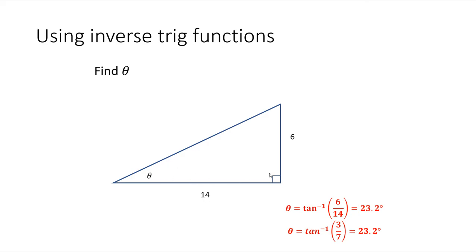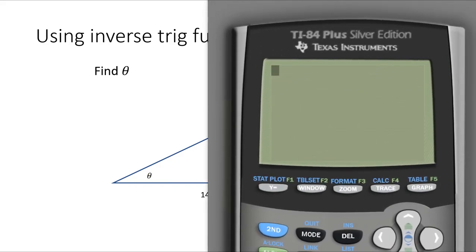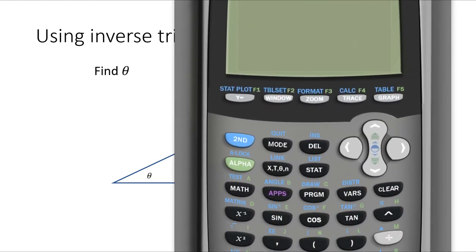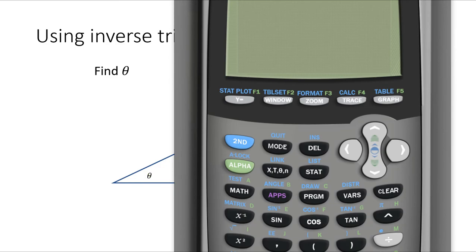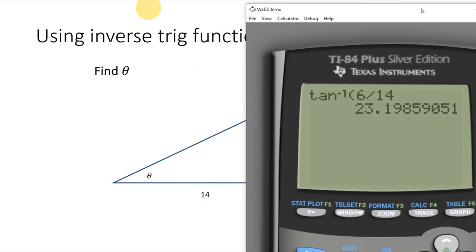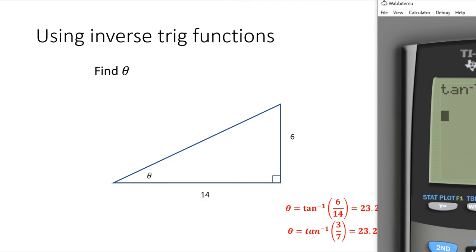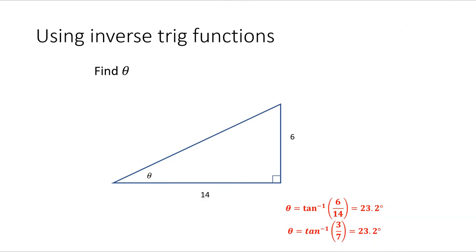Here's a right triangle. We have theta right here, the opposite side and the adjacent side. So the inverse tangent of 6/14 is 23.2 degrees. Just to show you how that works, you hit second, inverse tangent of 6/14, and it's 23.2 degrees. You can go through and get any values like this.